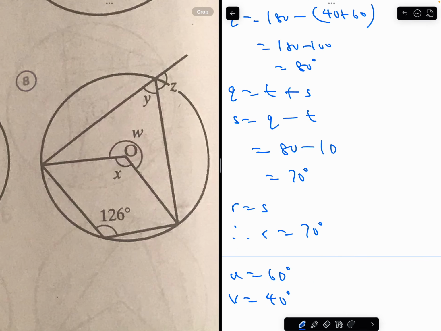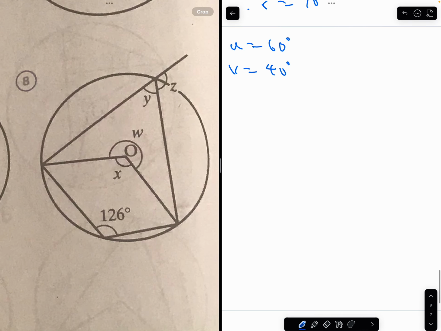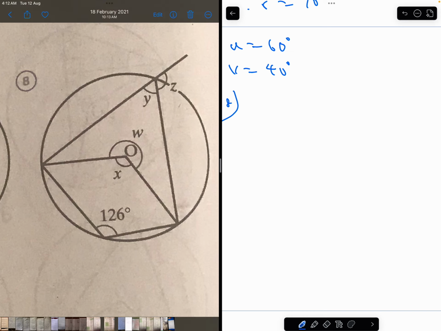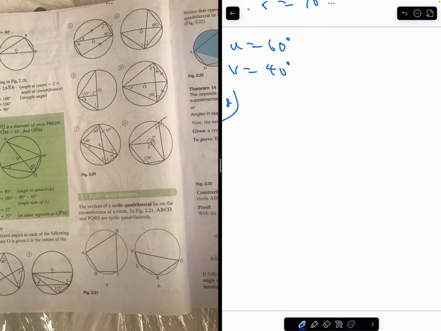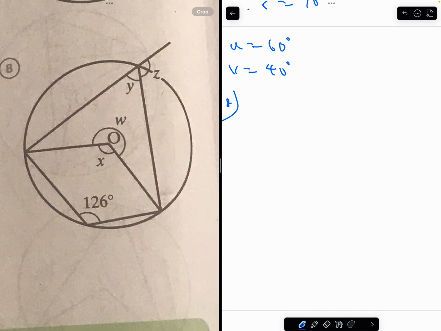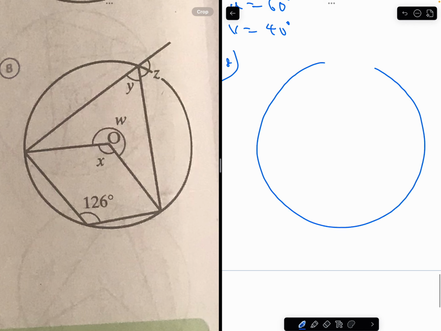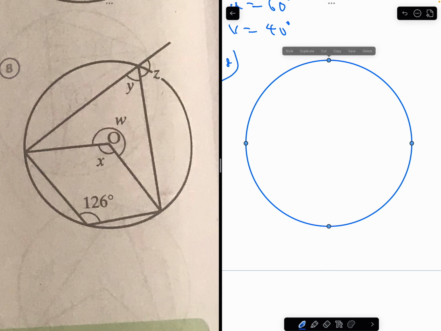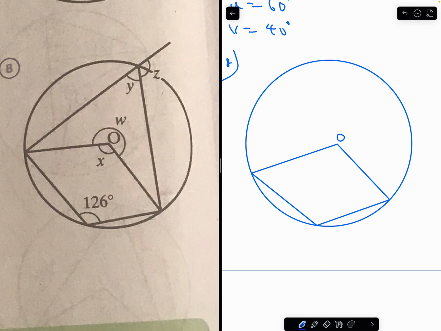So we go to the next one, which is number 8, exercise 2C, number 8. I think that's exercise 2C. Yes, 2C, number 8. Let's see the diagram here. This is the diagram. Let's sketch that. This is the diagram. This is center O.